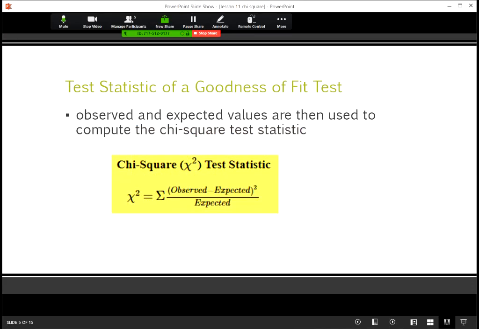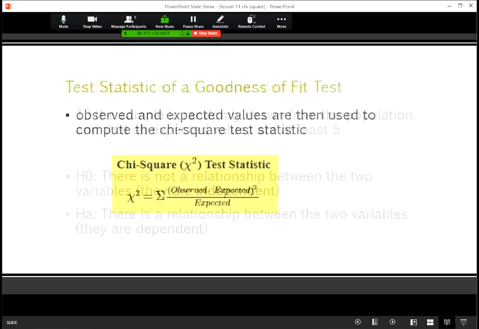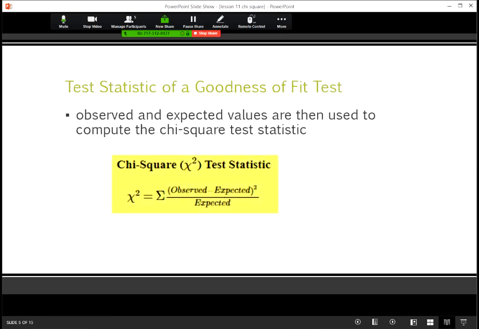Okay, test statistic of a goodness of fit test. We just talked about goodness of fit, and a test statistic for that test is our chi-squared, which is where that comes from. Basically that is going to be the observed and expected values that we use to find the chi-squared. So here we have observed minus expected, squared, divided by our expected. That's the main idea that we do there.